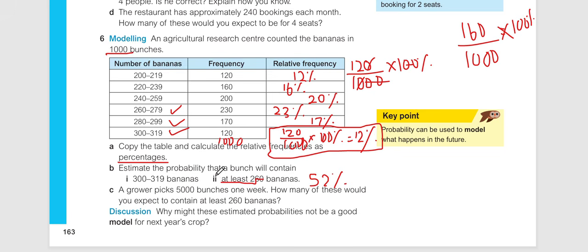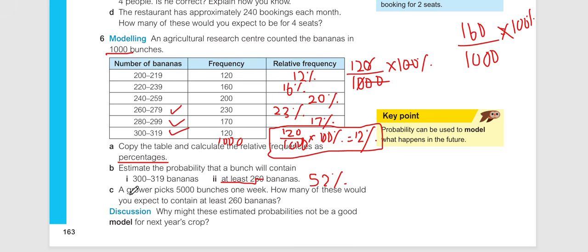So here, to find the answer, what we did is first find which three groups you have to take to meet the condition of at least 260. So these three will be the three groups you have to consider here, and then take their relative frequency. So here it's 23%, 17% and 12%. Add all these three together and you will get the answer as 52%. Is it clear? Yes. Right.